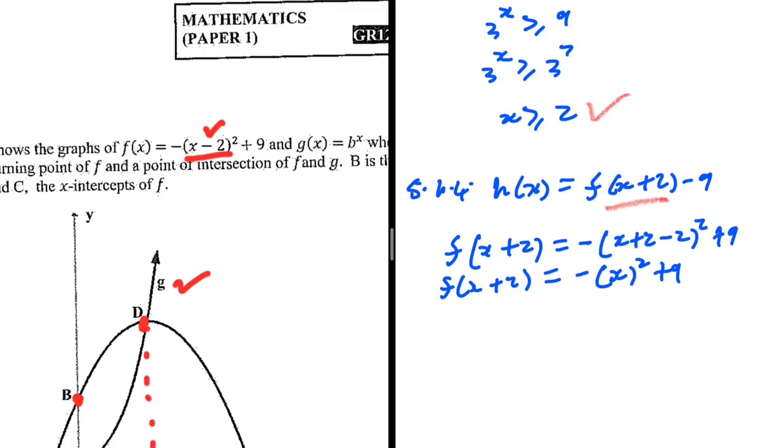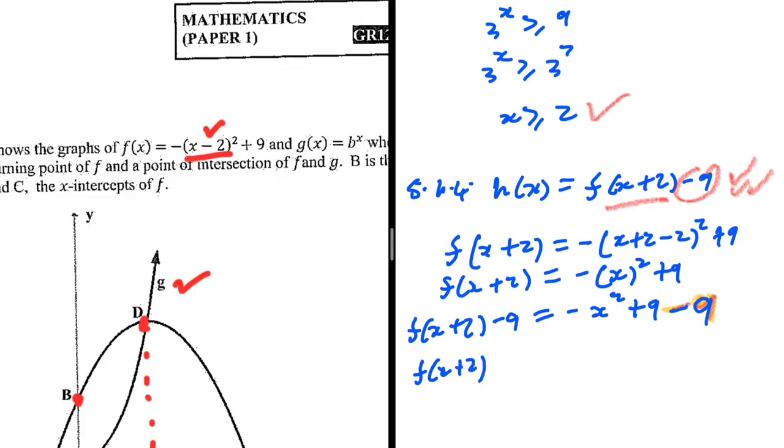Now let's take care of this part, minus 9. So we're going to have f of x plus 2, and then we just subtract 9. This is equal to minus x squared plus 9, and then minus 9, right? The 9 that is here, we are accounting for that. So f of x plus 2 minus 9 is going to be equal to minus x squared plus 9 minus 9, and 9 minus 9 is 0. So there we go. This is f of x plus 2 minus 9.